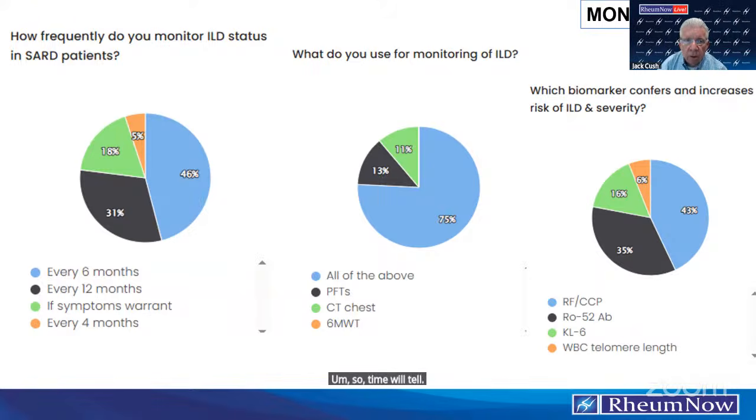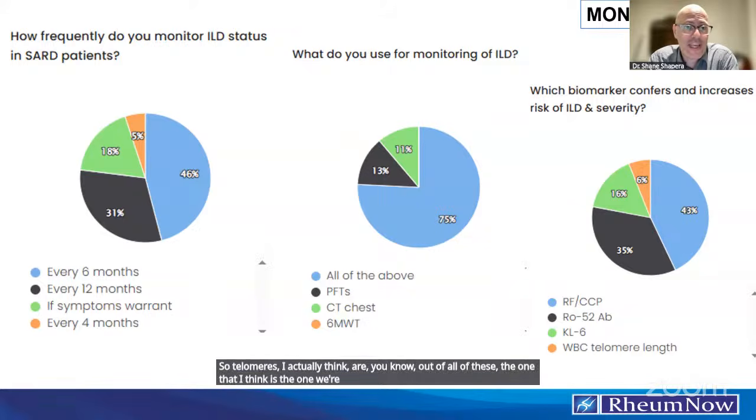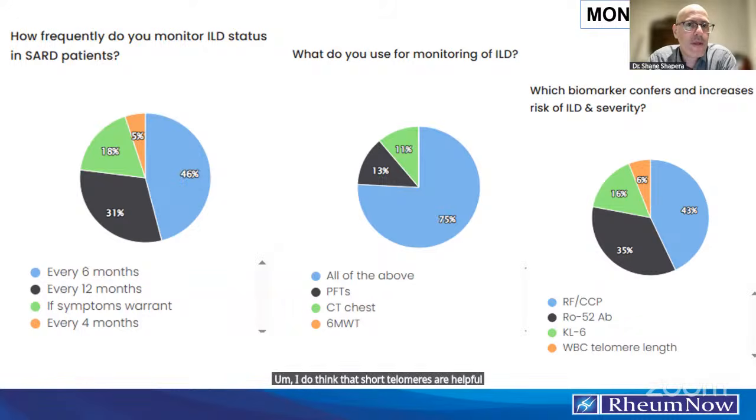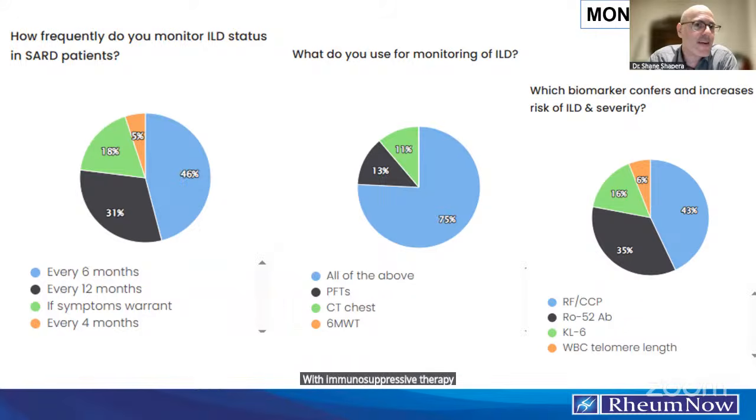Do any of you order Rho 52 or telomere abnormalities? So telomeres, out of all of these, I think are the one we're going to be using in the relatively near future more than the others. I do think that short telomeres are helpful. Not only are they prognostic, but there's an emerging sense that those are the patients who might do a little bit worse with immunosuppressive therapy, whether that's because it worsens cytopenias or what it is, who knows?